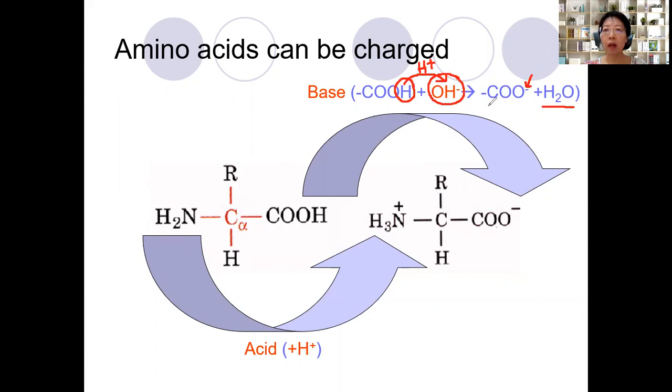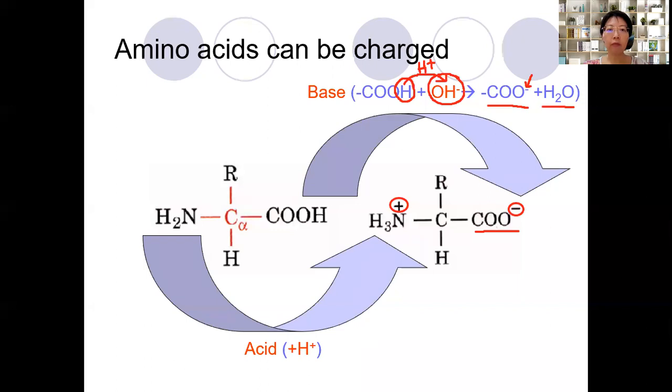Right? So it becomes COO negative here, because the base has taken the acid away, it has reacted with the acid. So what's left here is COO negative. So what you can see here is an amino acid can react with both acid as well as base. And then when it reacts, it will be a molecule having both the positive charge as well as the negative charge.